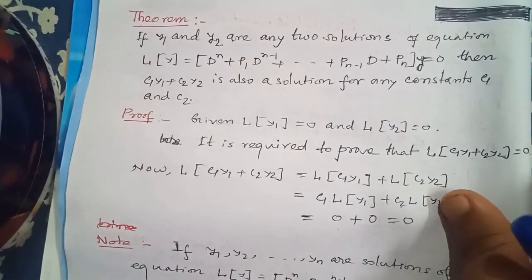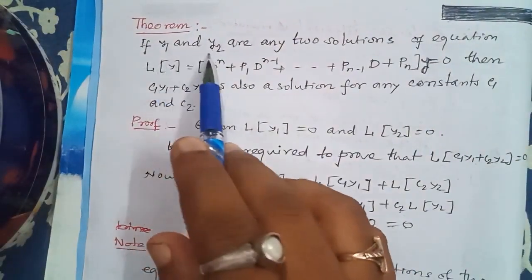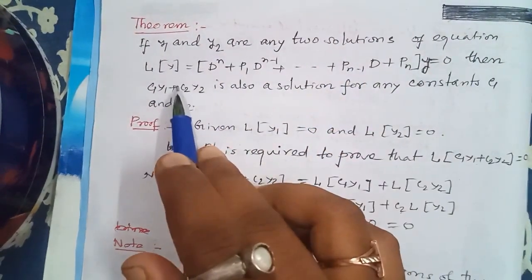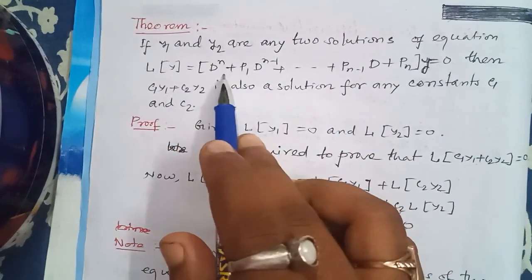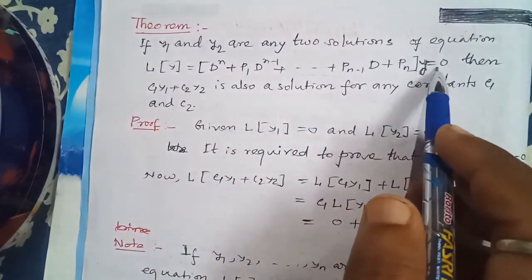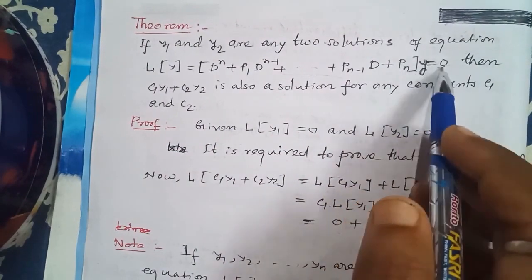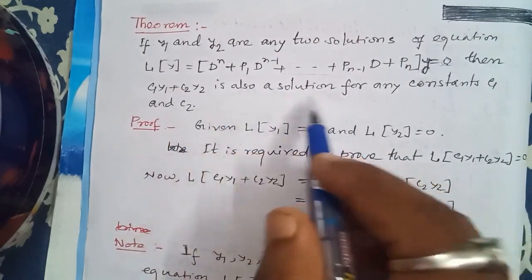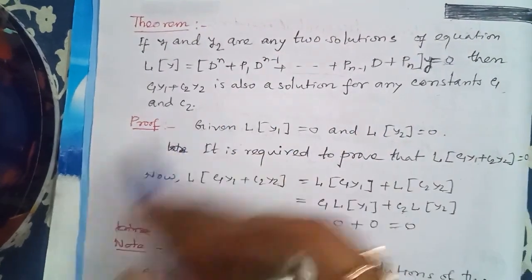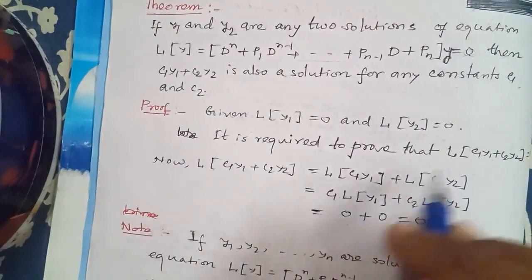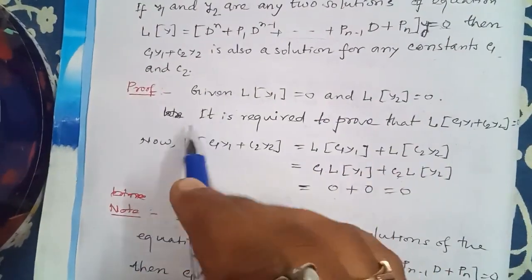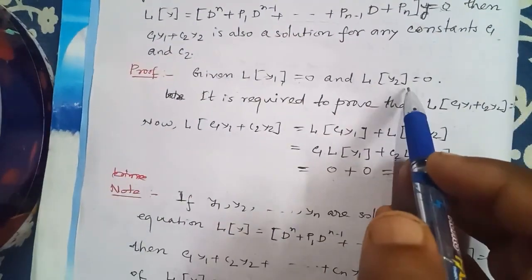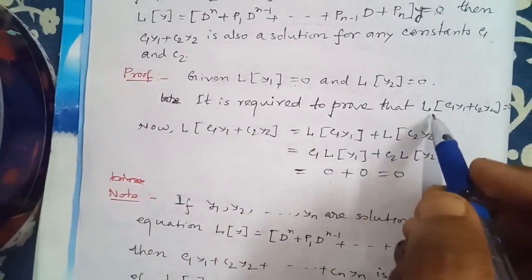Now we'll look at a theorem. If y1 and y2 are any two solutions of the equation L of y equals 0, a linear homogeneous differential equation where the right hand side is 0, then c1y1 plus c2y2 is also a solution for any constants c1 and c2. This is very simple, because y1 and y2 being solutions means L of y1 is 0 and L of y2 is 0. Now we need to prove L of c1y1 plus c2y2 is equal to 0.